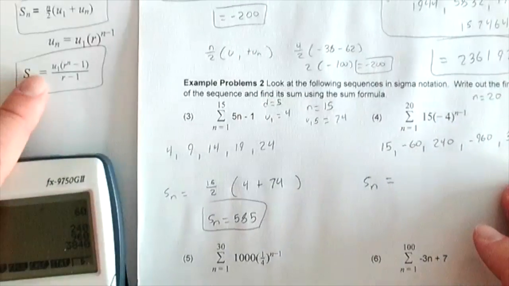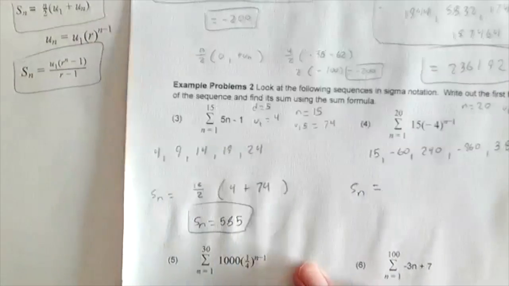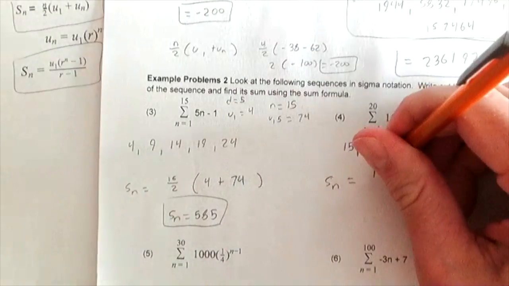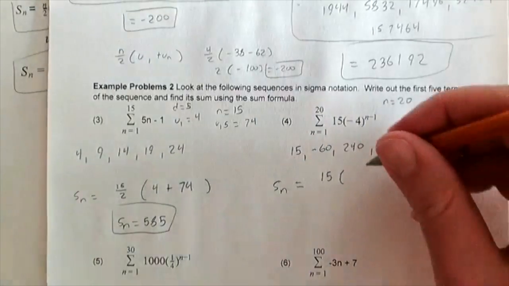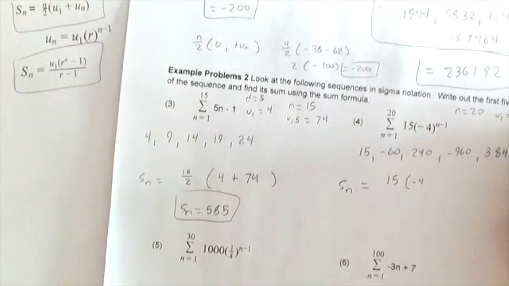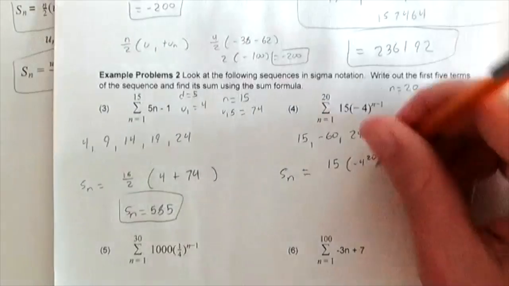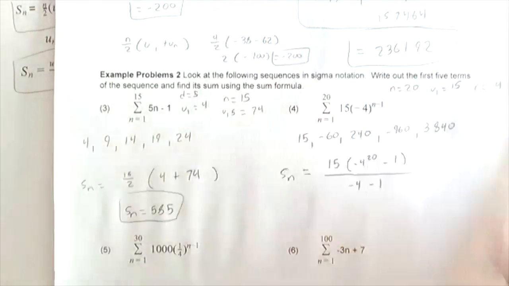So we're going to plug it into this formula. U1, and let's just plug it in first. That's going to be our strategy, and then go from there. The first term was 15. The common ratio is -4, which is being raised to the 20th power. And that's being subtracted by 1. And then on the bottom, it's the common ratio -1.